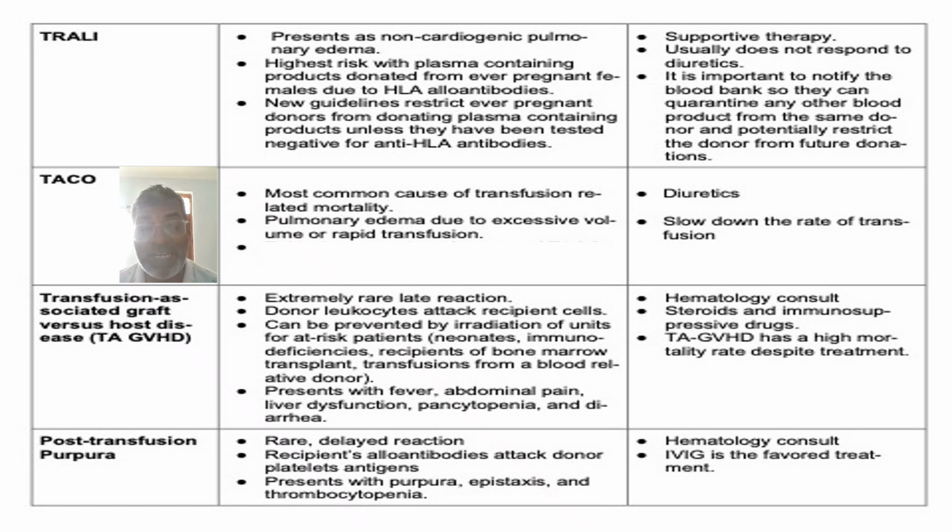Coming to the post-transfusion purpura, it is a rare delayed transfusion reaction, and recipients' alloantibodies will attack the donor platelet antigens, and they will present with purpura, epistaxis, and thrombocytopenia. So hematology investigations have to be done, and IV immunoglobulins is the treatment of choice.